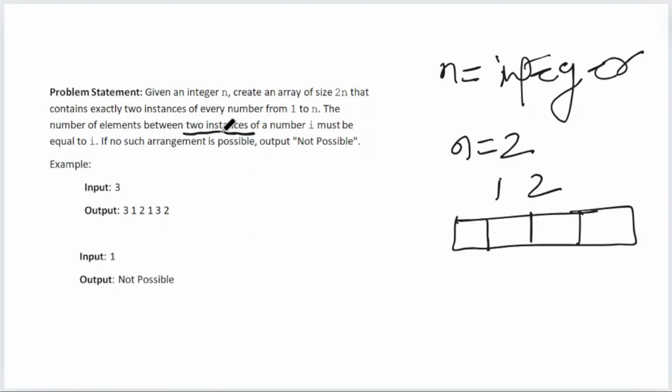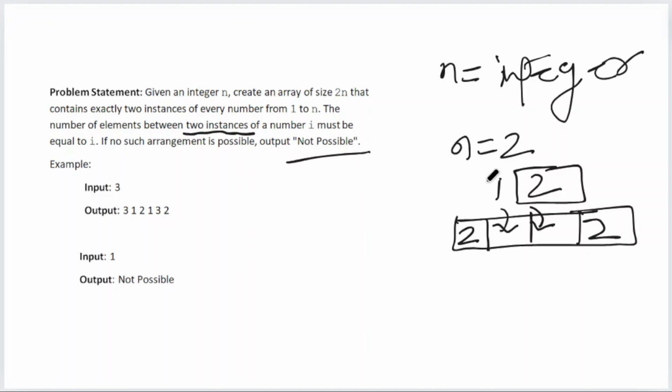And while filling, we should make sure that the number of elements between the 2 instances of any number should be equal to the number itself. So we should be keeping 2 and 2 at those places where there will be at least 2 elements between them. So this is what the problem statement is saying. And if no such arrangement is possible, output not possible.